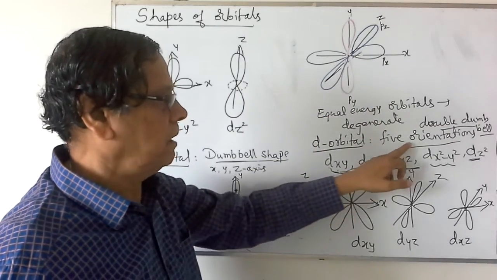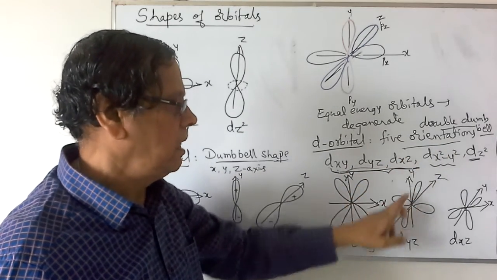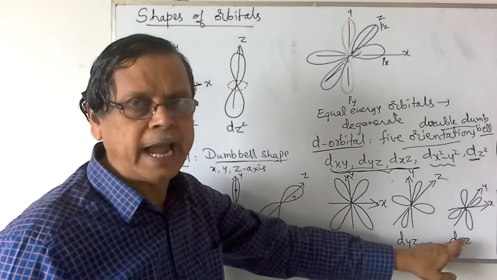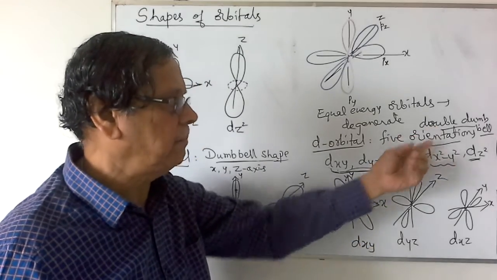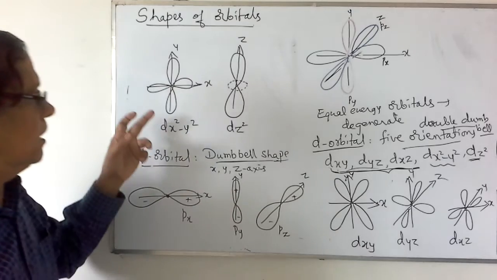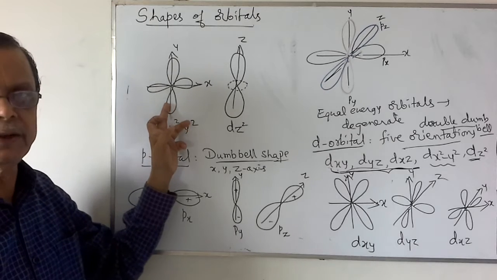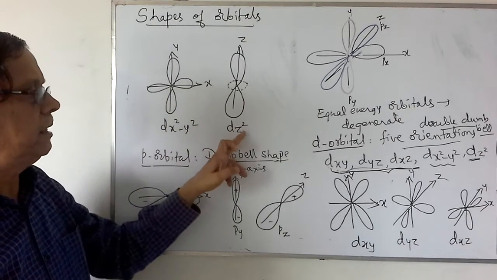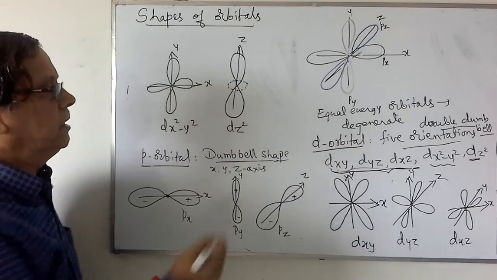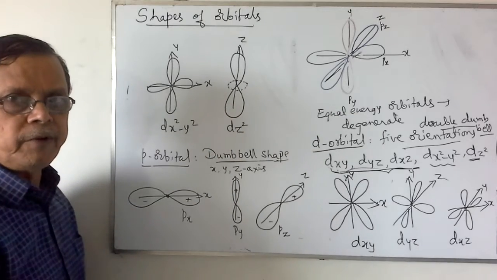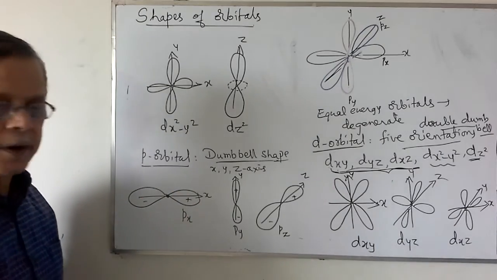D orbitals are having the 5 orientations. So dxy, dyz, dxz, which are indicated in between the axis, the plane produced by the axis. 2 lobes each because it is having the double dumbbell shape. Similarly here, dx2-y2, 2 lobes along the x-axis, 2 lobes along the y-axis, and dz2 where the 2 lobes are along the z-axis. But this actually is called as the nodal plane, where the electron density becomes 0. So that we shall consider in the next part.